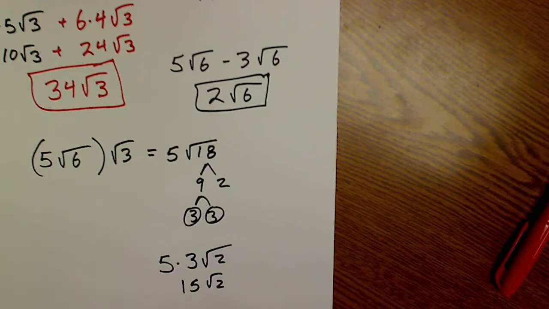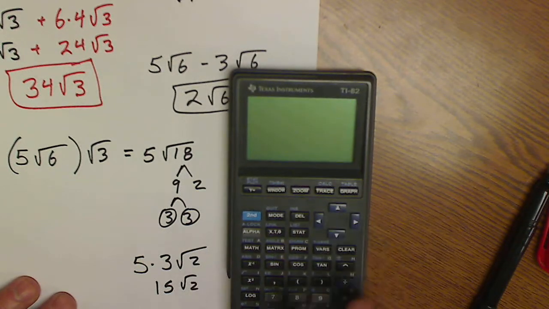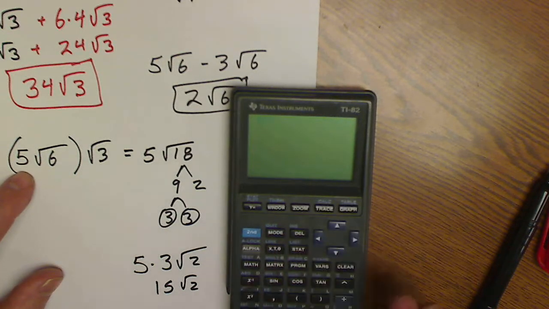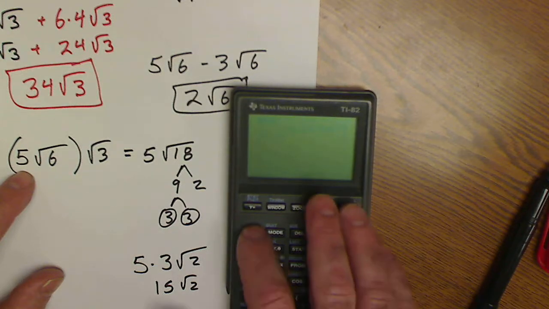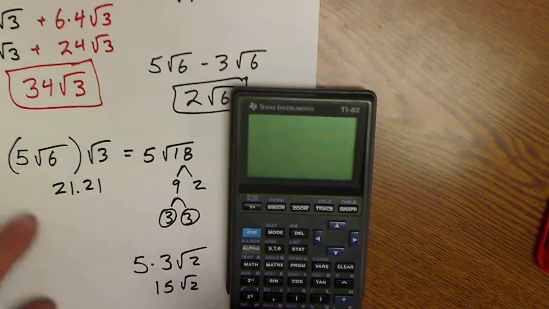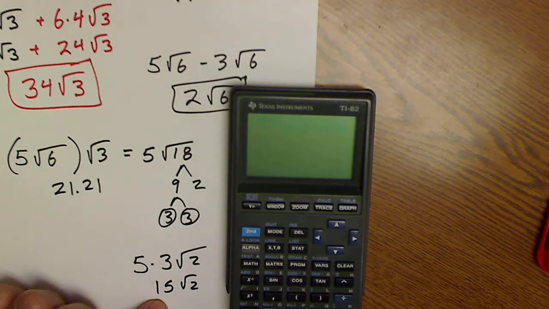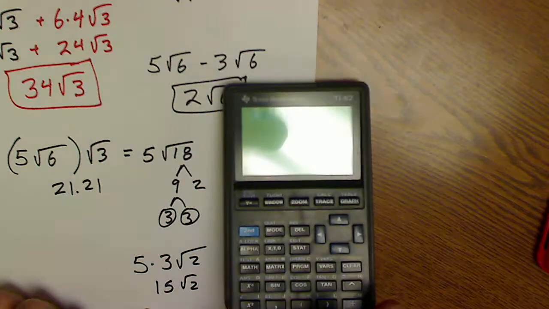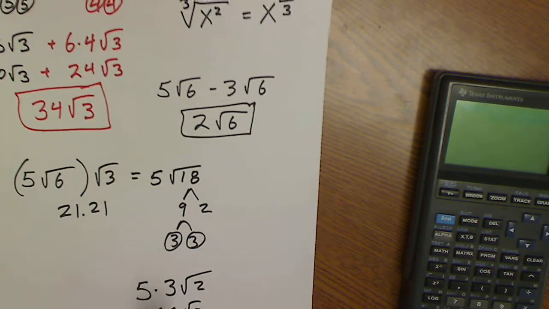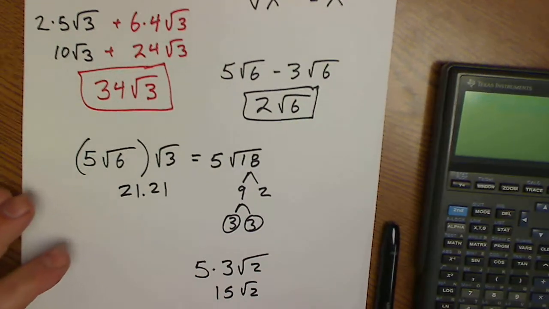And that's simplified. I could always check these values on a calculator. Usually in math class, I like you to show all your work and do them as exact value problems. But 5 radical 6 times radical 3, that's equal to 21.21. And then 15 root 2 is equal to 21.21 as well. So I don't know if you can see that on the calculator. But you could always check your work on radicals with the calculator. Okay, well, hopefully that helps a little bit. That's just a quick overview on square roots and radicals.